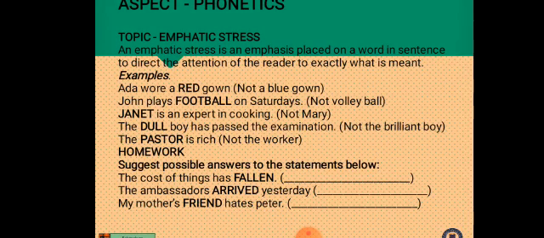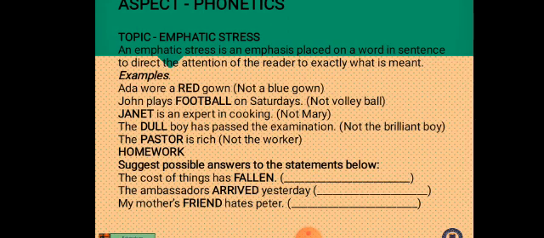Examples: Ada wore a RED gown, not a blue gown. Now, we have emphasized red. We have stressed red by doing what? By writing red in capital letters. We have made red in this sentence to appear more important than other words that make up that sentence. And why did we do that? We did that just for the reader to actually get the real information the writer is passing across. Our major concern here is the color of the gown that Ada wore.